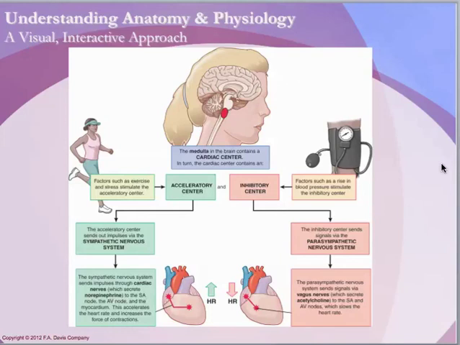Okay, so think about situations where your heart rate would be elevated versus where your heart rate would be slowed. Most people's heart rates are 60 to 80. Anything less than 60 is what we call bradycardia. Okay, and anything greater than 100 beats per minute is tachycardia. So another couple of terms we need to know.